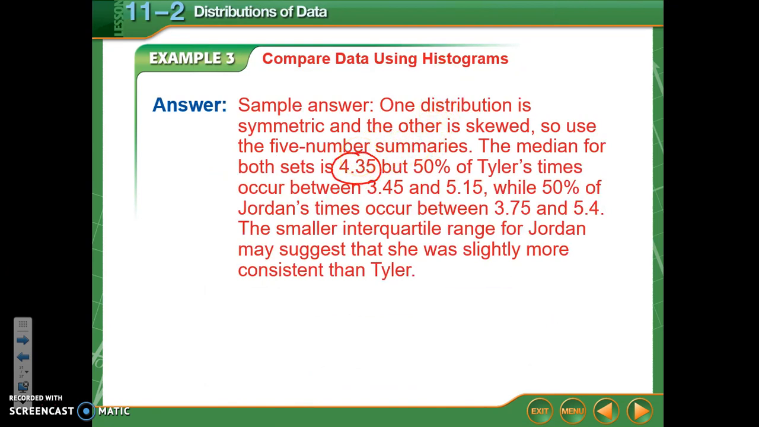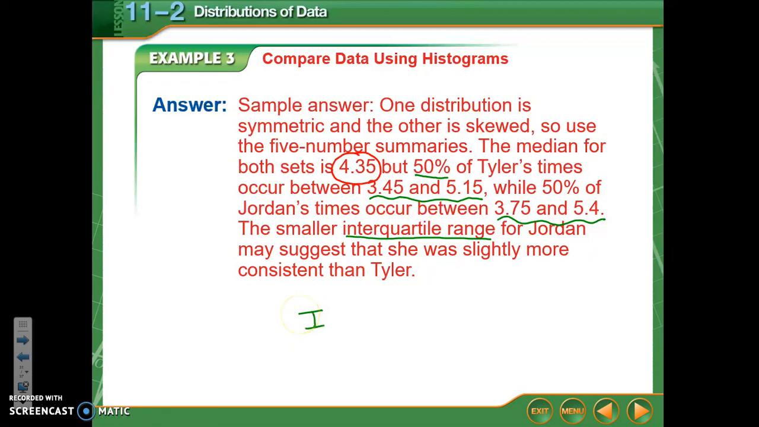So it turns out that they both have the same median, but if you look at Tyler's times, if you look back at your histogram, 50% of his times are between 3.45 and 5.15, and 50% of Jordan's times are between 3.75 and 5.4. So Jordan's times have a smaller interquartile range.